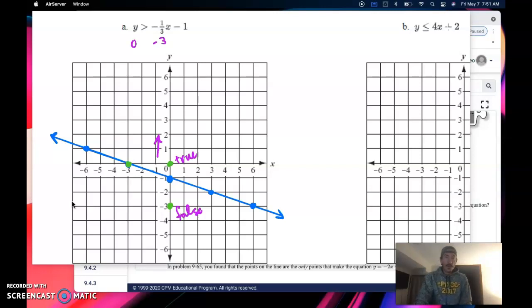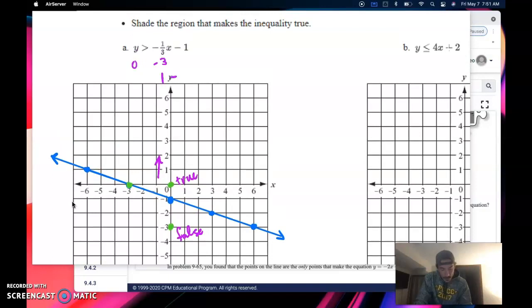-1/3 times -3 is +1. So this is going to turn into a 1, and we have 1 minus 1, right? Is 0 bigger than 1 minus 1, which is 0? Is 0 bigger than, not bigger than or equal to, but bigger than? That makes this point false as well.